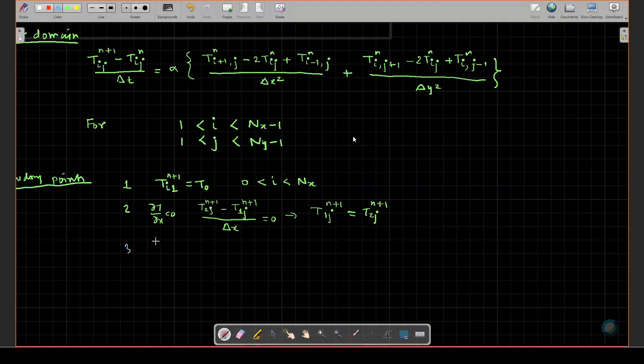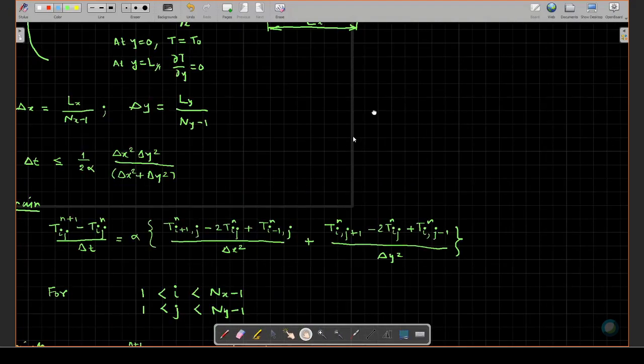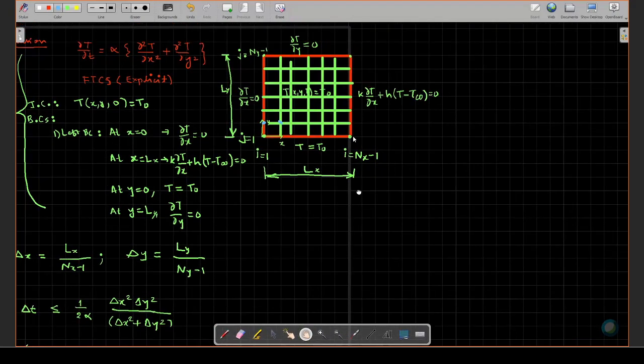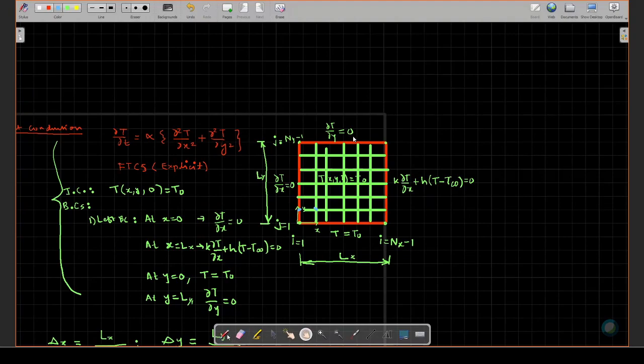That is the top boundary condition, where we have del T by del y equals 0. Now when you are taking del T by del y equals 0, we have to see this condition here. We want to find out these boundary values, and to find them we use the gradient del T by del y at this point, so we have to take these values. So it is like a backward difference.